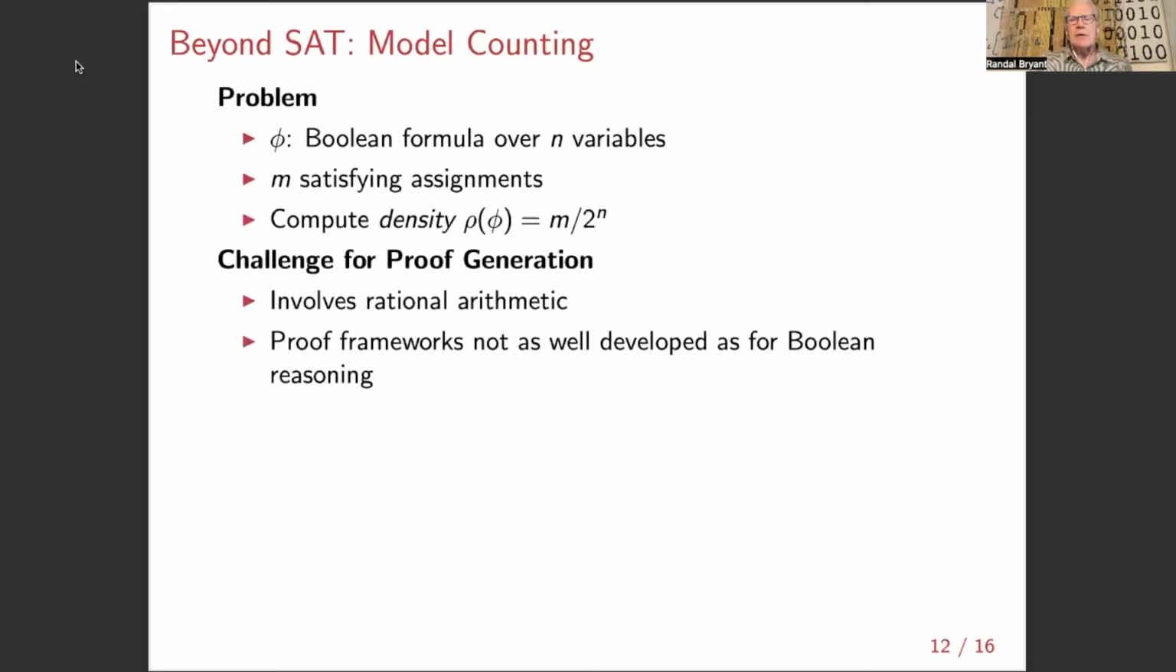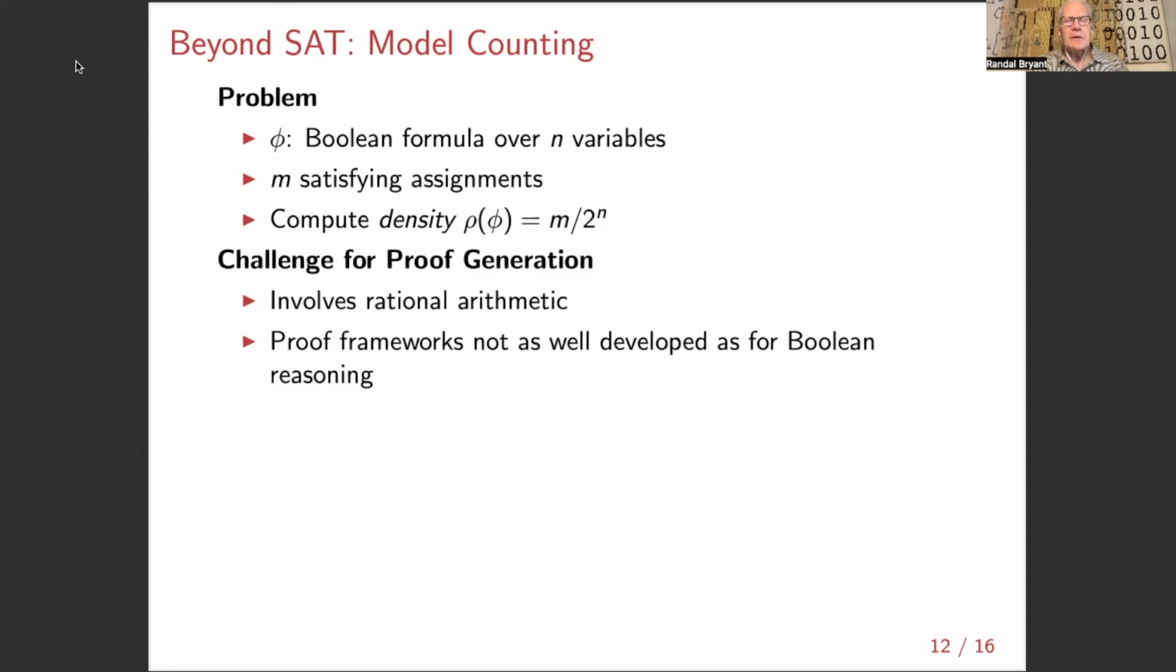And now let me talk about going beyond SAT solving into classes of problems for which there aren't standard proof frameworks. Let's look at the problem of model counting, which is roughly how many assignments to a Boolean formula actually satisfy that formula. I'll express it in terms of a function I call rho, which is the fraction of all possible assignments that satisfy the formula.